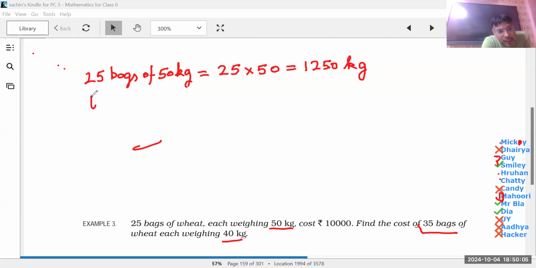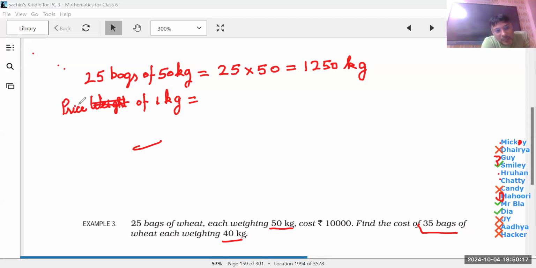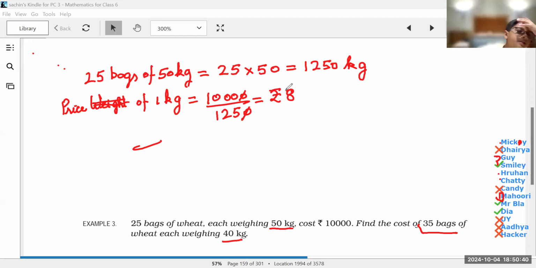So then weight of 1 kg will be how much? Price of 1 kg. Sir, weight of 1 kg is always 1 kg. So what will be the price of 1 kg? 10,000 divided by 1250, which is kind of very simple, rupees 8. Do we understand? Yes, sir.